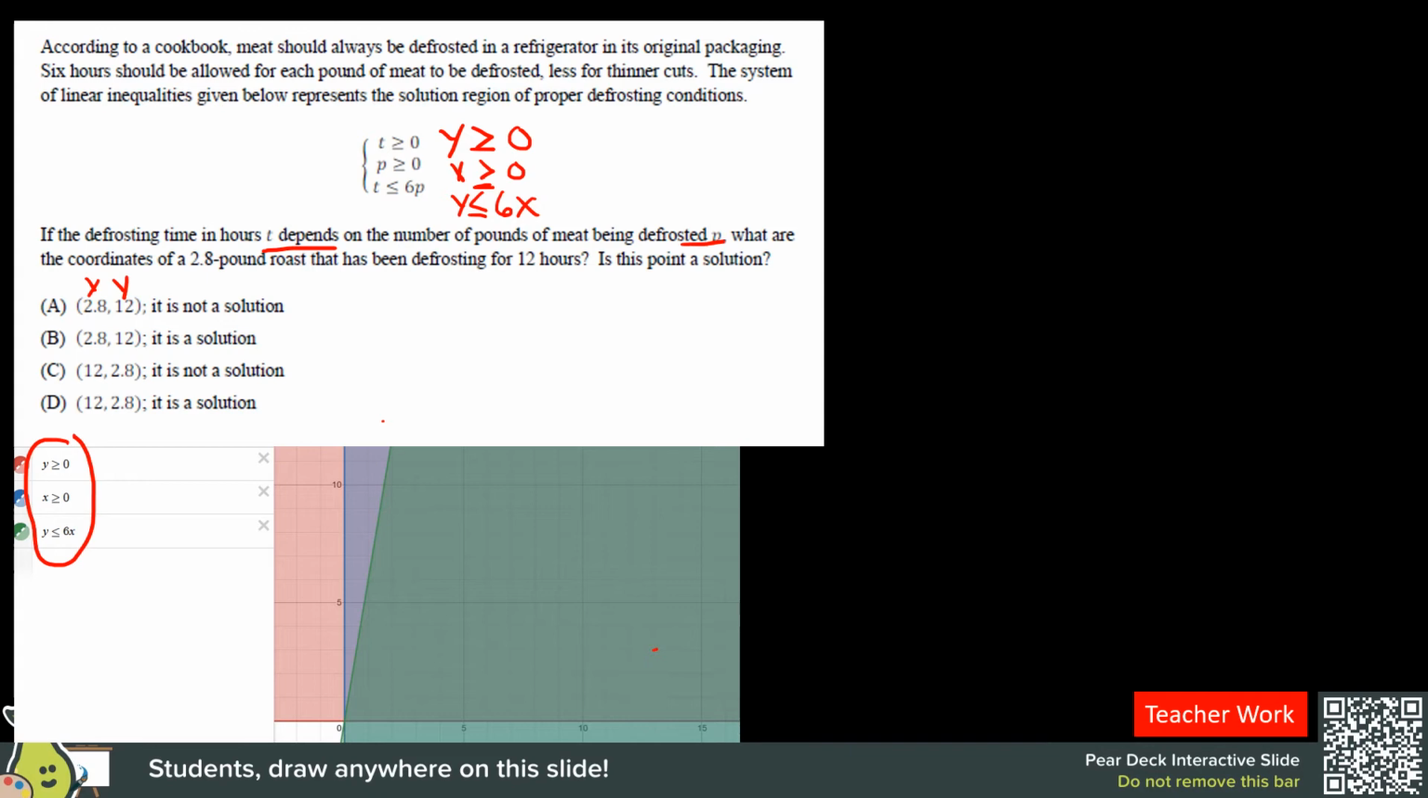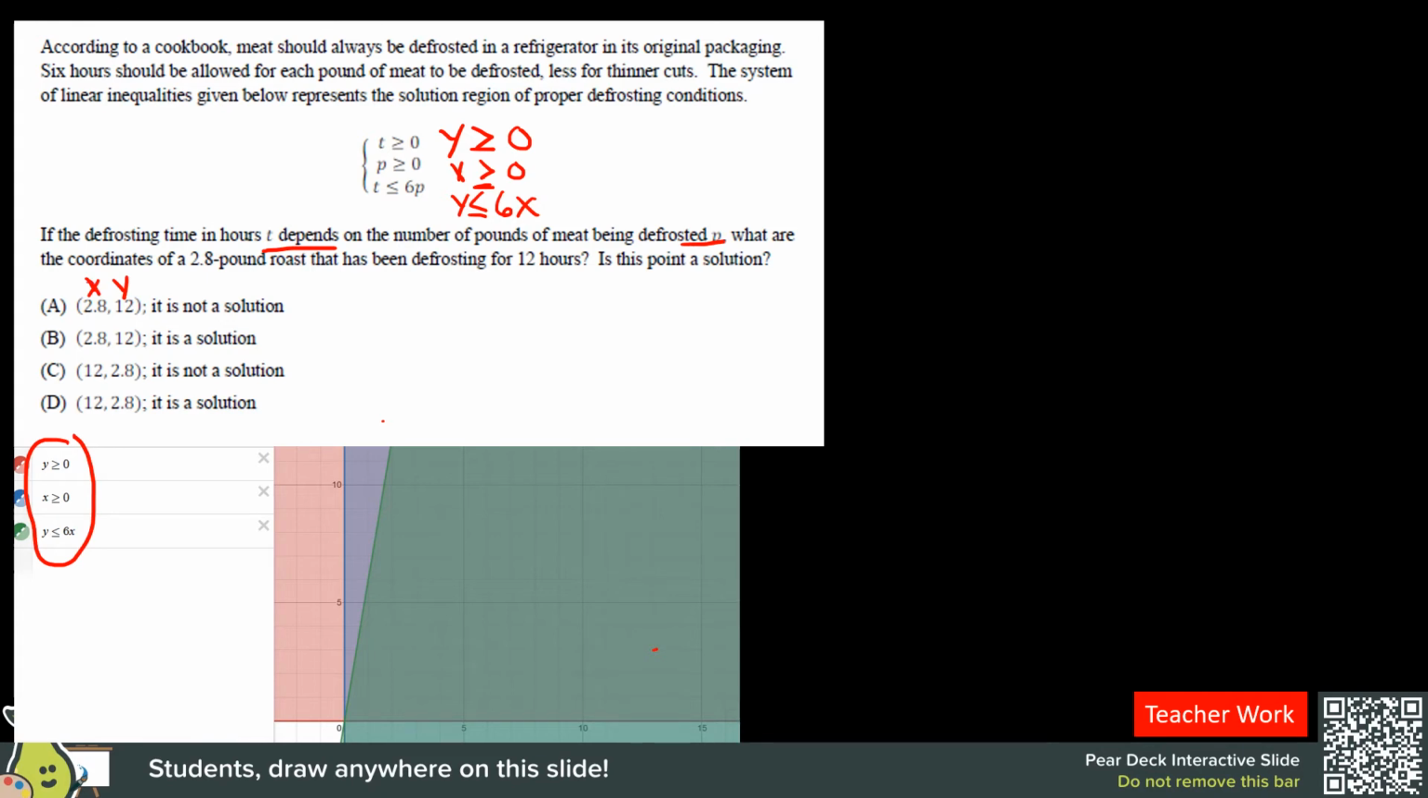And the last one is not. Okay, so it's asking us what are the coordinates of the roast. So the issue here is, man, we're getting something that could be true, right? Like what's going on here? So we've got to be very careful with our x and our y.